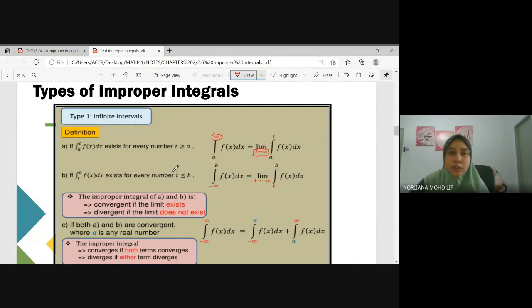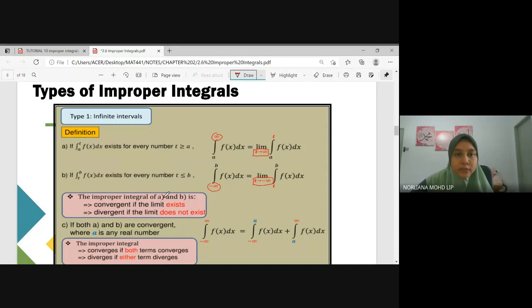Next, if t is less than b, the integral of f(x) is from negative infinity to b. Look at this, the lower interval is negative infinity. So you have to apply the limit, t approaches negative infinity. You have to use the concept of limit. We cannot directly integrate this function if it has an infinity or negative infinity interval. So from t to b, where t approaches negative infinity.